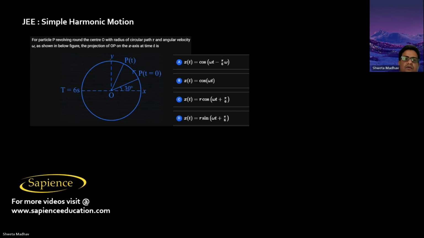Now, for particle P revolving around the center with radius of circular path r and angular velocity of omega, as shown in the below figure, the projection of OP on the x-axis at time t. Okay. And particle P is revolving around the center, and the projection of OP.